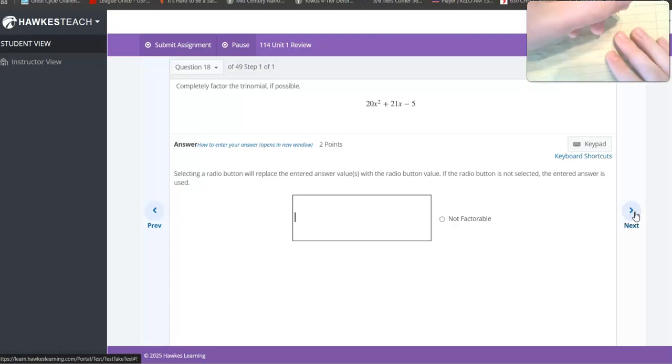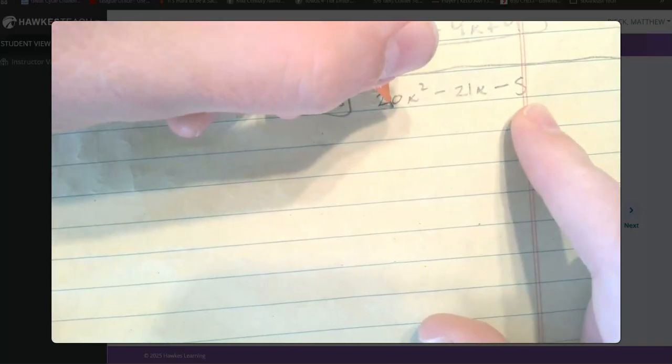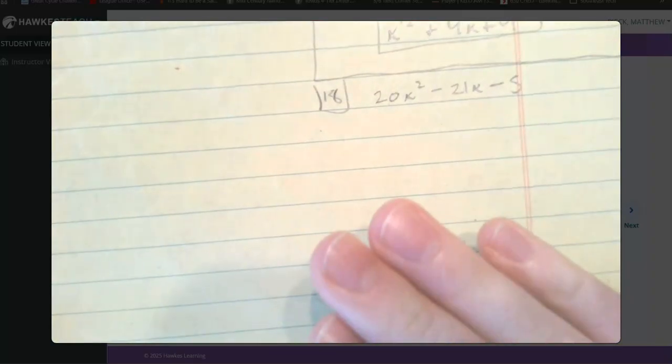All right. So next one here is looking at factoring. So you have 20x squared minus 21x minus 5. All right, so there aren't any common factors. I thought with the 5 there I could factor out a 5, but in this case 5 doesn't go into 21, so there's no common factors I can factor out.